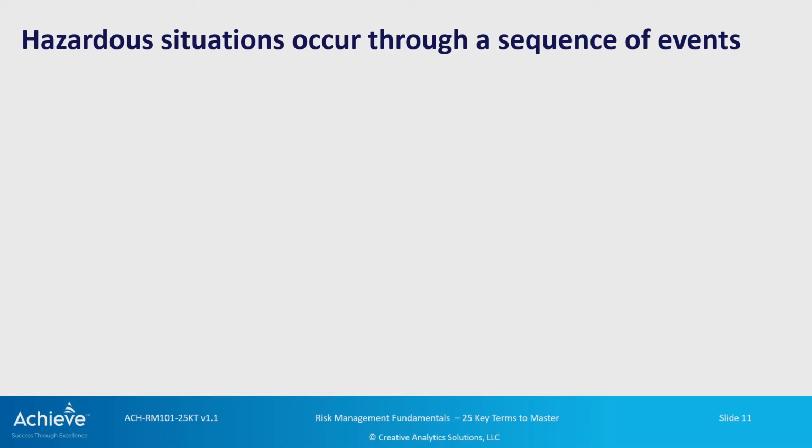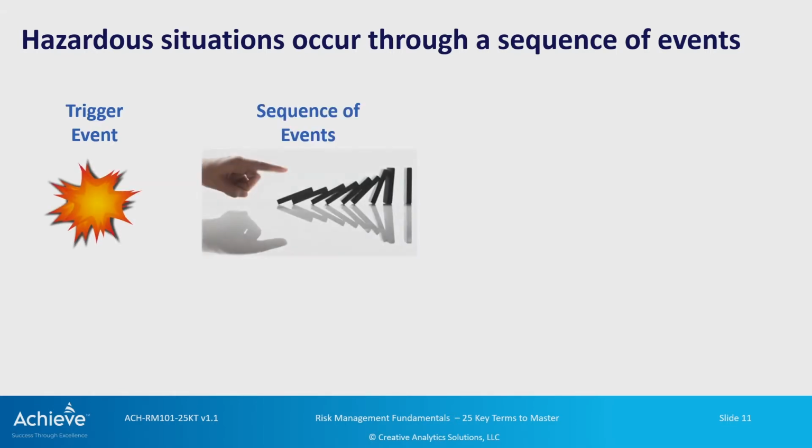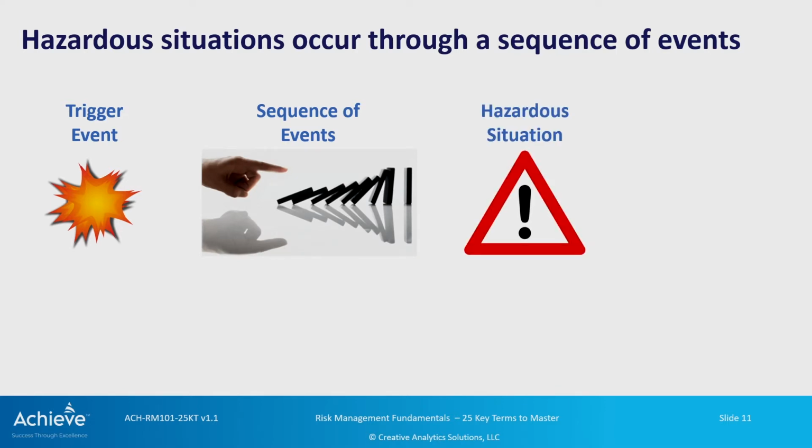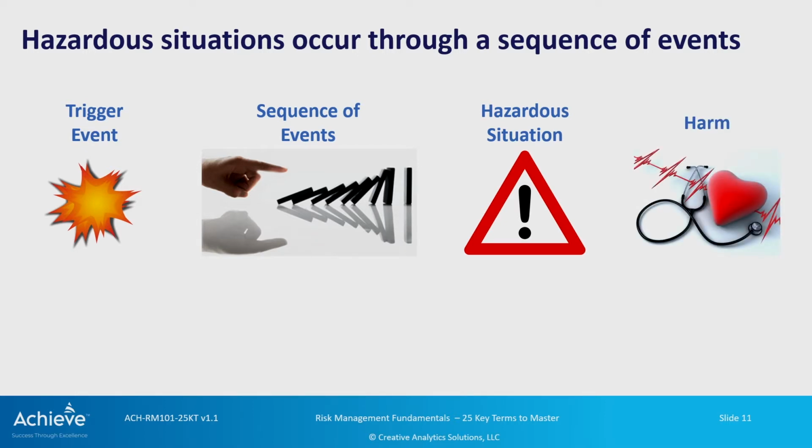Hazardous situations occur through a sequence of events, and this concept is very important to understand clearly. Typically, there is a trigger event. That trigger event leads to a sequence of events, and there could be more than one. That leads to a hazardous situation where the patient or the user is exposed to one or more hazards and a harm may occur. Now, when thinking about this sequence of events, you can start from the bottom up, or you can start from the top down, beginning from the harm.